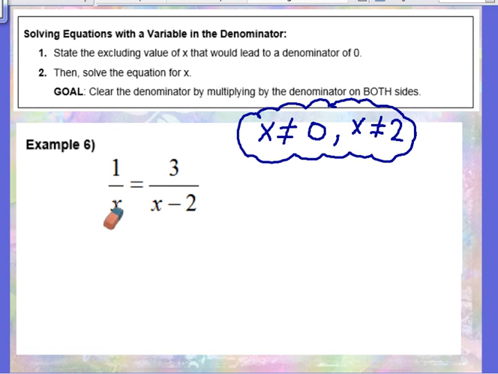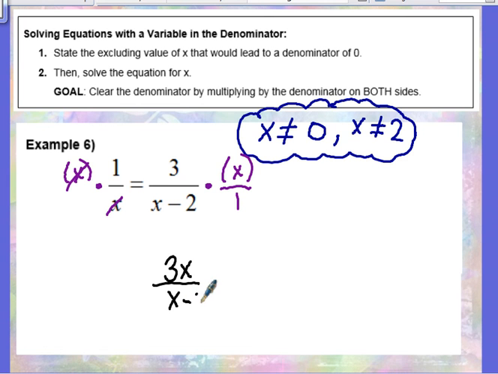And now it's time to solve. I always like to start on the left of my equations, just like I was doing before. So I'm going to multiply by x on both sides. Now remember, this is equivalent to x over 1. So we are really going to do 3 times x. And the denominator just stays the same because we are multiplying by 1.